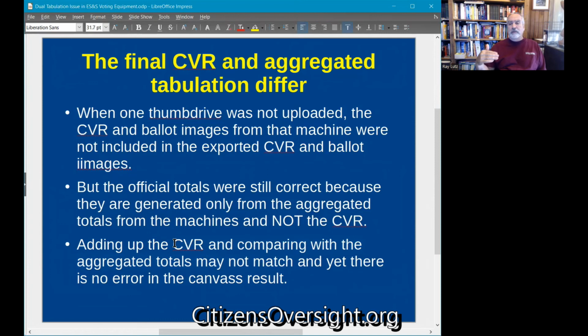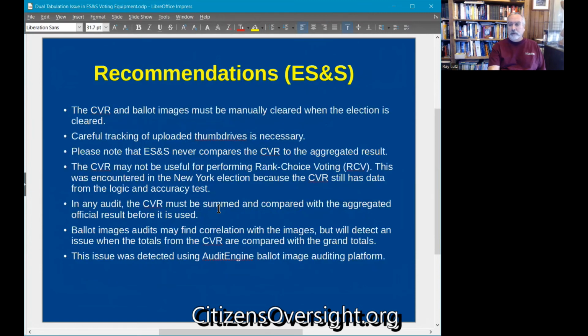So if anyone out there in the world is saying, okay, I'm going to add up the cast vote record, I'm going to verify that it matches the aggregated totals, and, gee, they don't match, therefore the aggregated totals are wrong. No, the aggregated totals are what drive their whole machine. And unfortunately, the audit records, the cast vote record and the ballot images, don't necessarily match the aggregated data, which is what they use for their actual results.